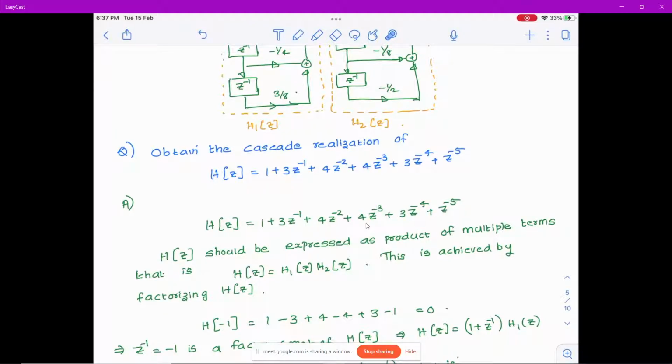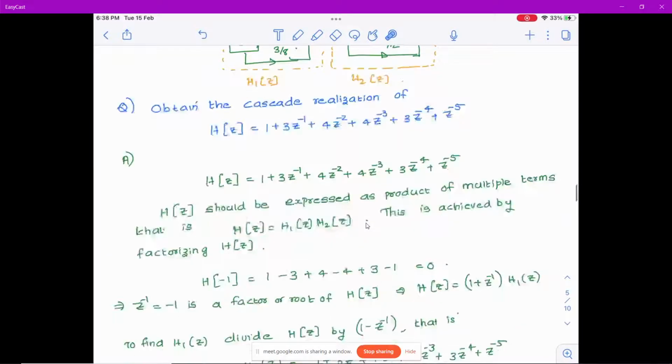To do this, first find out the factors of h of z. Factor means if you substitute a value for z raised to minus 1, or if you substitute a value for z, at what value will this equation be equal to 0?